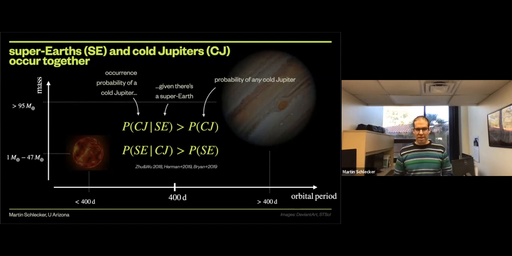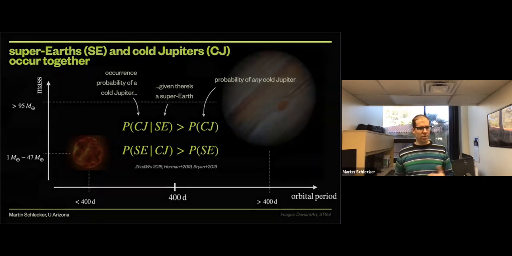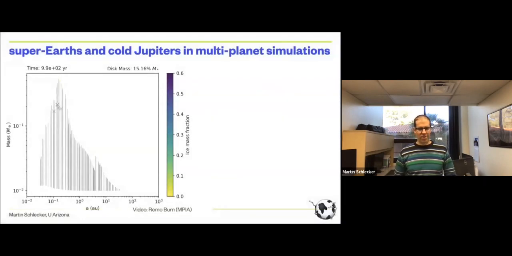And of course, there are all kinds of observational biases involved, so the actual numbers are debatable, but a non-correlation case or even an anti-correlation between these planet types seems already to be excluded. And so we were wondering what happens in the simulations. Can we establish the same trend, or what's going on there?